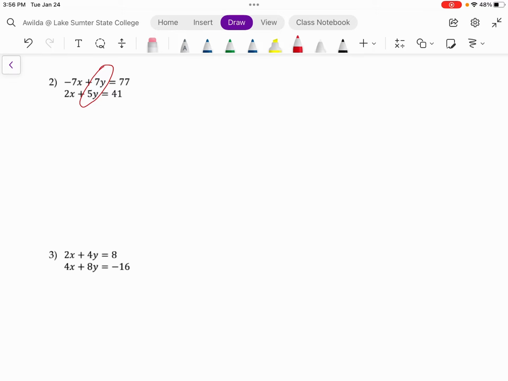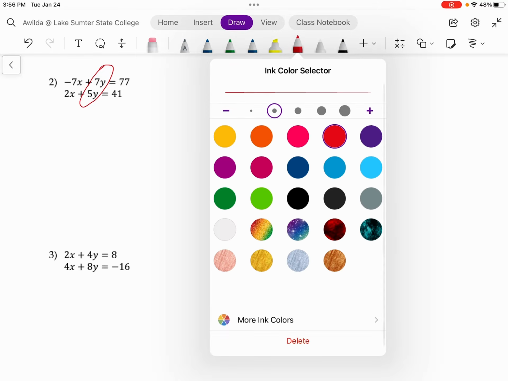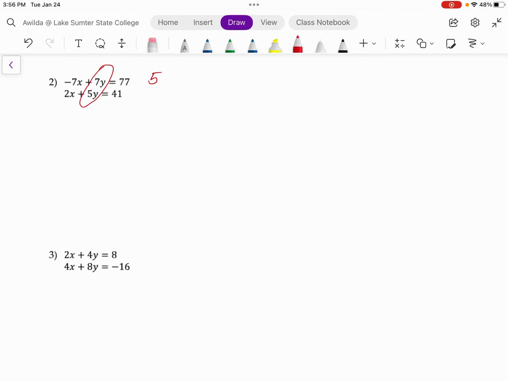So to get 35 as one coefficient and negative 35 as another, one choice is to multiply the first equation by positive 5 and to multiply the second equation by negative 7. Again, because we're multiplying both sides by the same quantity, the equations are equivalent. So let me write the original left-hand side of the first equation and the original right-hand side of the first equation. Then the original left-hand side of the second equation and the original right-hand side of the second equation.